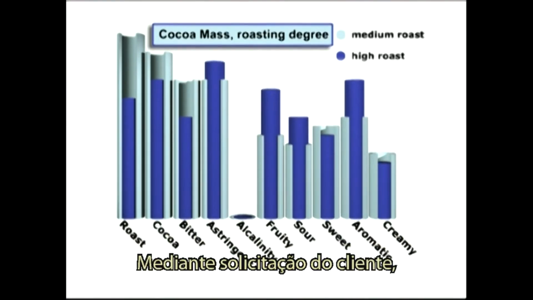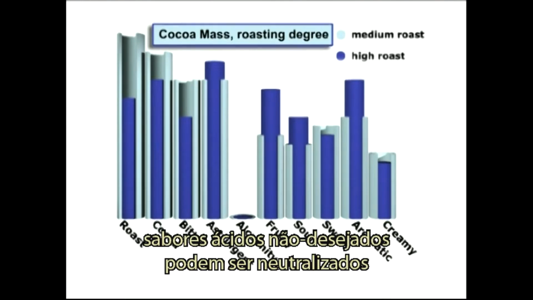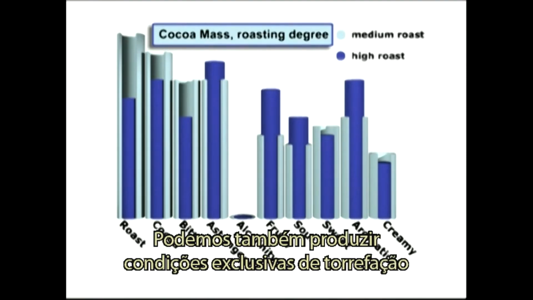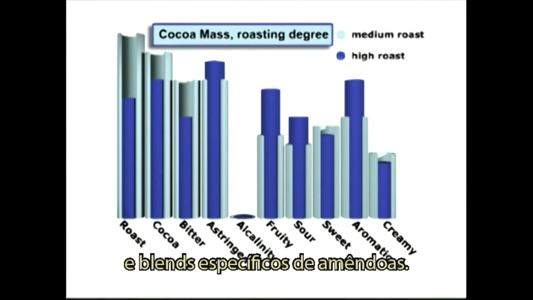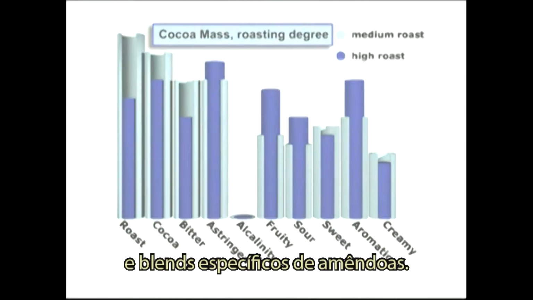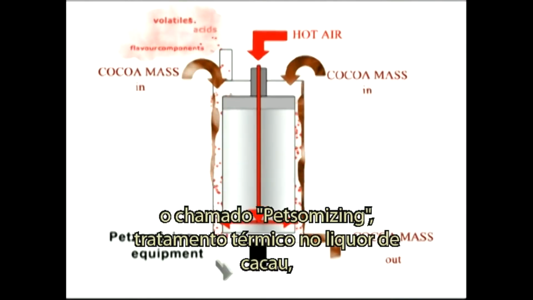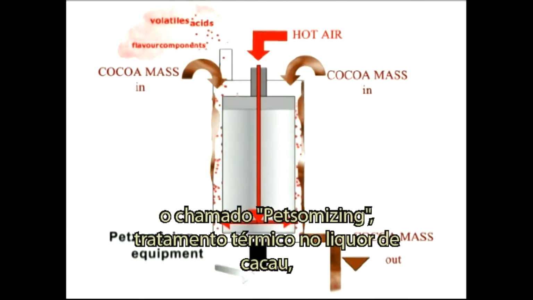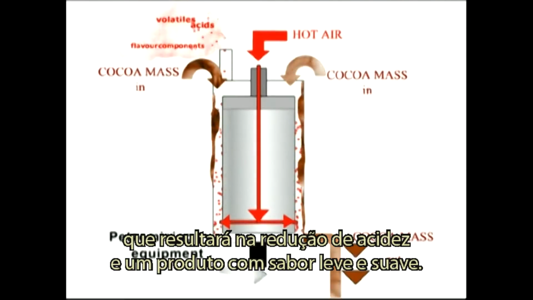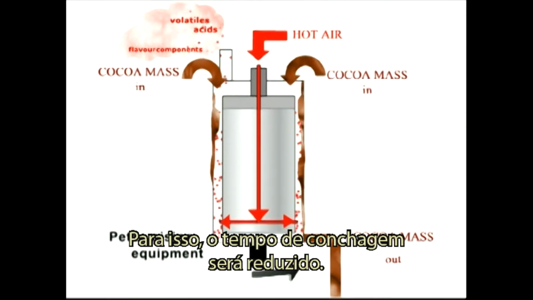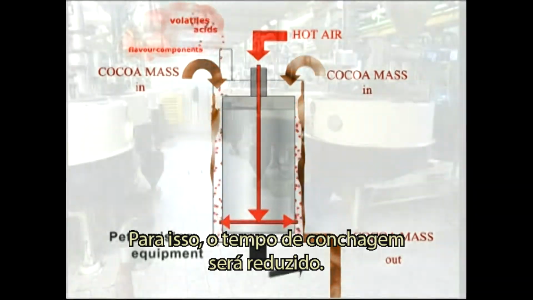At the customer's request, unwanted acid flavors can be neutralized by a small addition of alkali during processing. On demand, we can also produce tailor-made roasting conditions and specific blends of beans. As a special treatment, Gherkins offers the possibility to include petsomizing of the cocoa mass. This will lead to a bland-tasting, very mild cocoa mass. Your conching time might be shortened.